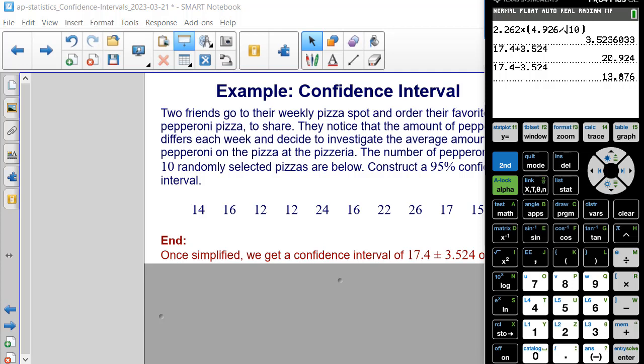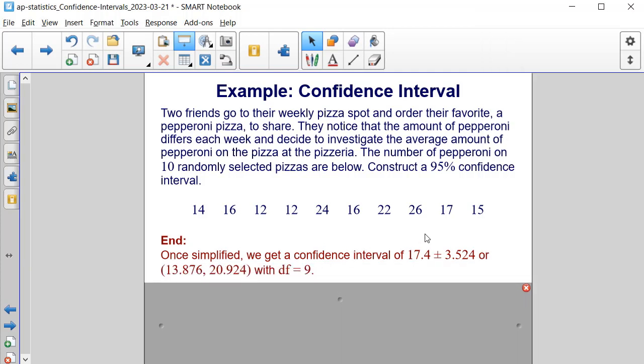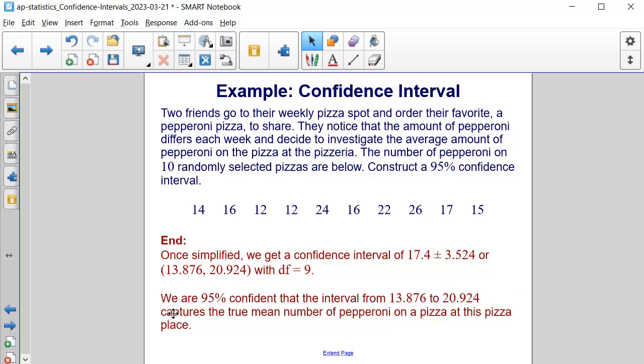And if we do the addition, we will get the high number from our interval of 20 and 924 thousandths. And if we subtract them, we get our lower value of the confidence interval, which is 13 and 876 thousandths, with a degrees of freedom equal to 9. So what we can say in our final conclusion is that we are 95% confident that the interval from 13 and 876 thousandths to 20 and 924 thousandths captures the true mean number of pepperoni on a pizza at this pizzeria or pizza place.